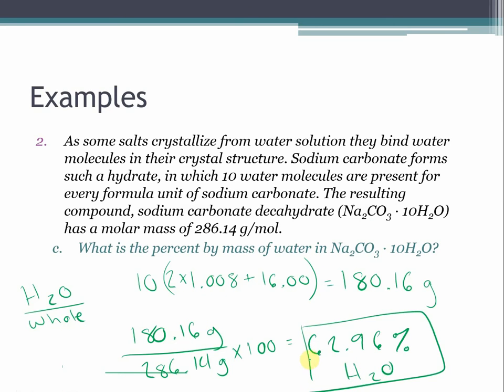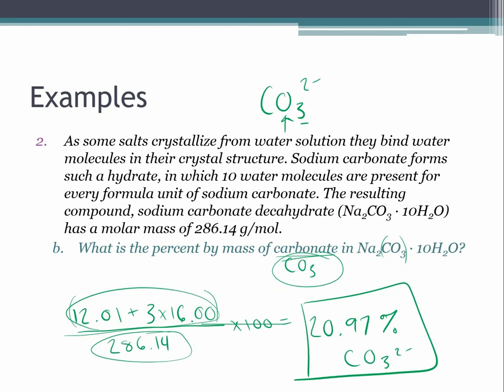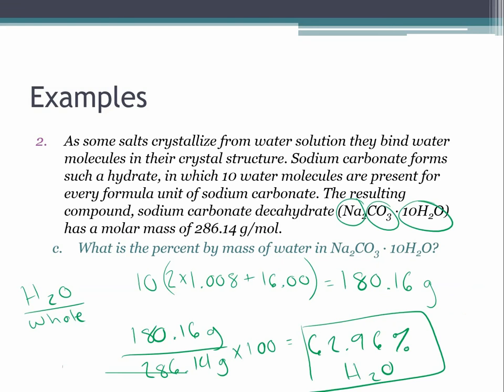So at this point, we have found the percent by mass of each part of our compound. We found the percent by mass of sodium, the percent by mass of carbonate, and the percent by mass of water. So we can go back, look at our other answers, add them all together, and make sure they add up to 100. Sodium, we had 16.07 plus 20.97% carbonate plus 62.96% water. If you add that all together, you do get 100%. So we can be pretty sure we've done this correctly.